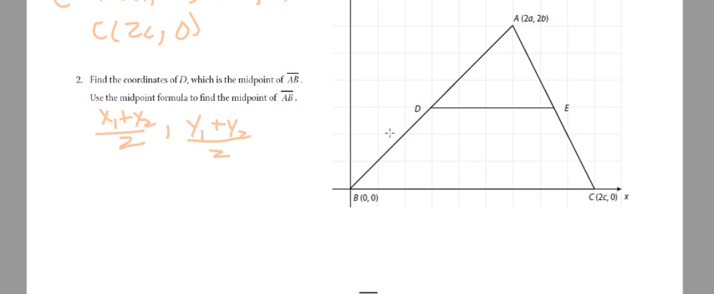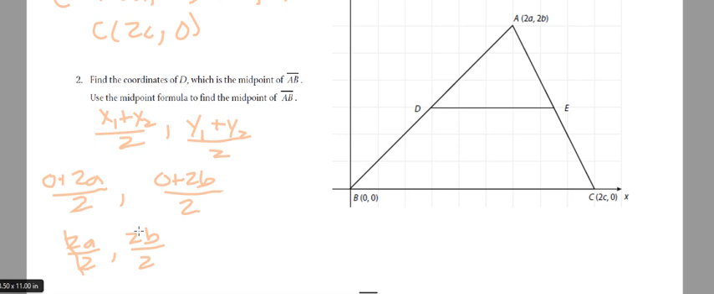So AB, those are my side lengths here. For my x coordinates, I have 0 plus 2a divided by 2. And for my y coordinates, I have 0 plus 2b divided by 2. Well, 0 plus 2a is 2a divided by 2, and 0 plus 2b is 2b divided by 2. 2a divided by 2 is a, and 2b divided by 2 is b. So D is located at the ordered pair (a, b).